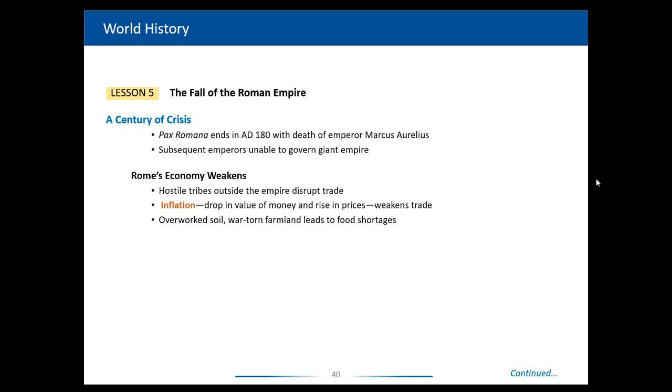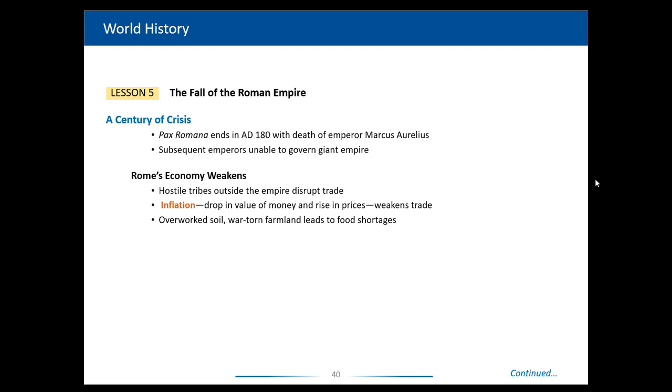A century of crisis. After the Pax Romana ends in AD 180 with the death of the Emperor Marcus Aurelius, there was a subsequent set of emperors that were unable to govern the giant empire. The economy of Rome weakens, and hostile tribes outside the empire disrupt trade. Inflation, which is the drop of the value of money and the rise of prices, weakens trade. Overworked soil and war-torn farmland lead to food shortages.